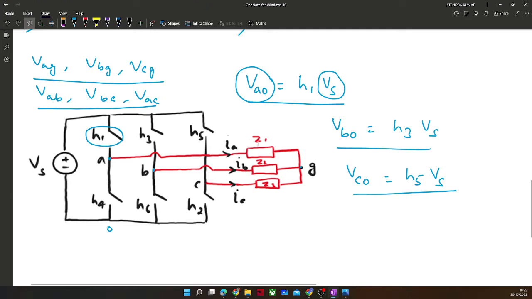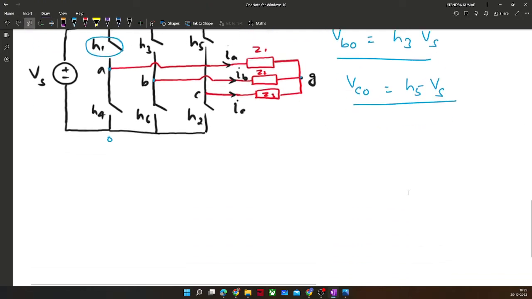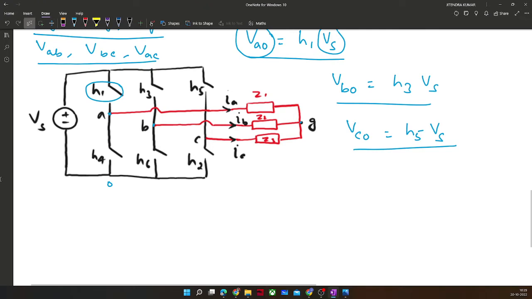So now I will take one switching instant. Let us say H1 would be on from the first phase, H6 would be on from the second phase, and H2 would be on from the third phase. There are several instances where different switch combinations will be on. I'm just taking one switching instance. Okay.